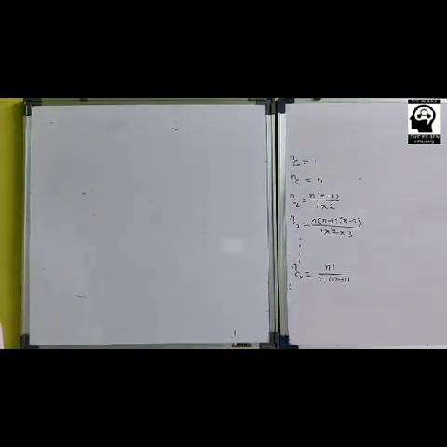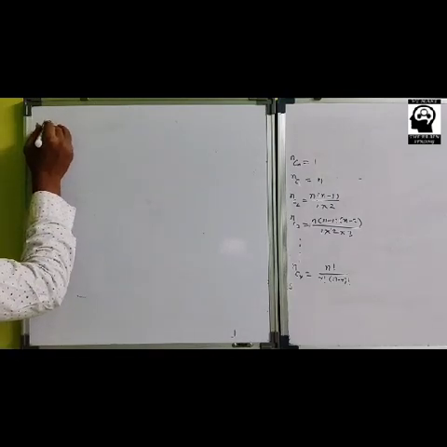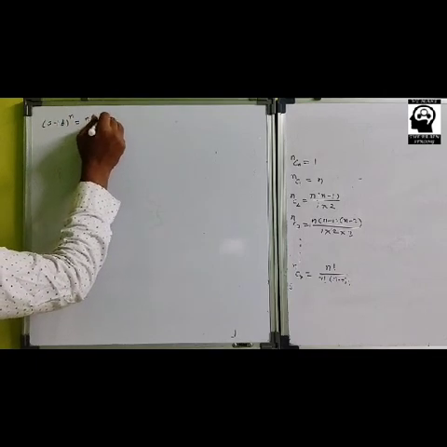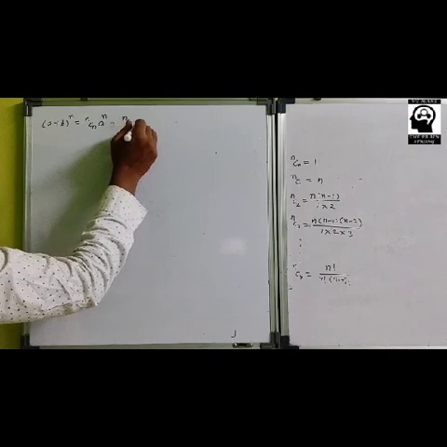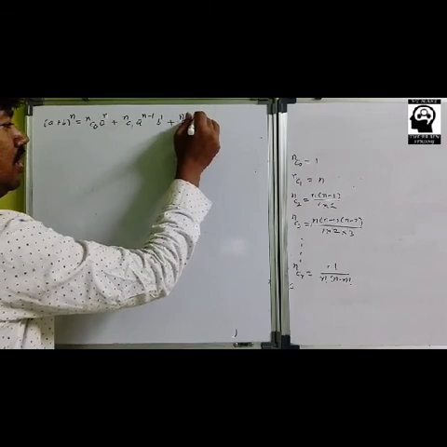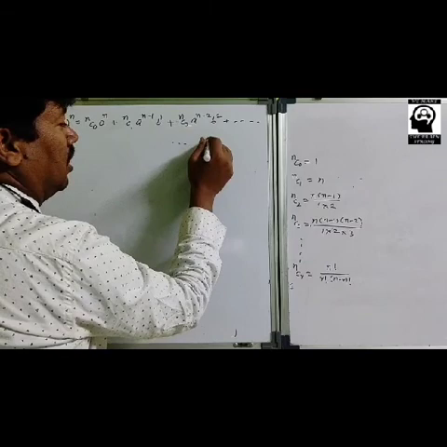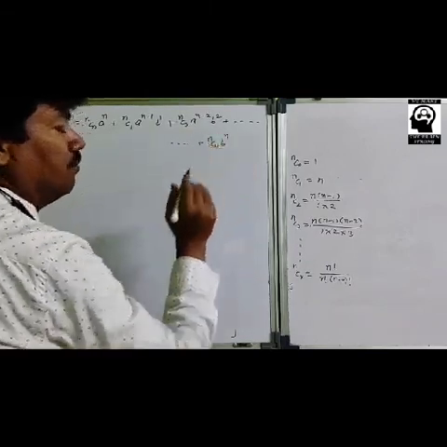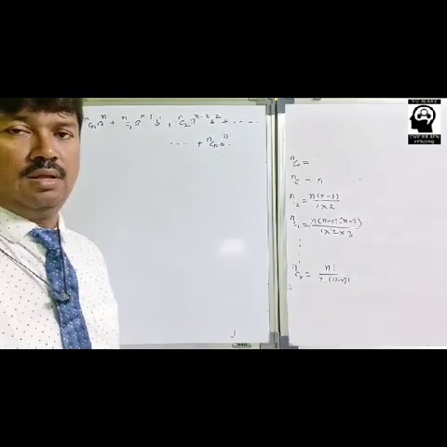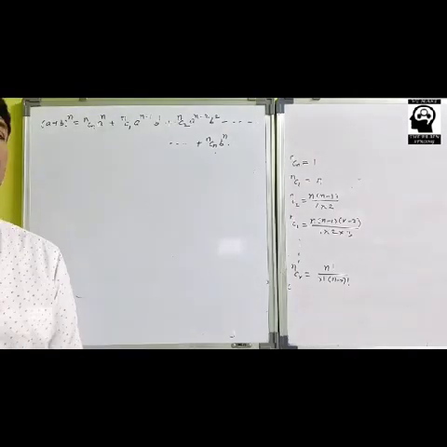So what's the binomial formula here? The binomial formula is (a + b) raised to n equals nC0 a^n plus nC1 a^(n-1) b^1 plus nC2 a^(n-2) b^2, like this, up to nCn b^n. This particular expression is called the binomial theorem. Using this, we will evaluate a few questions.